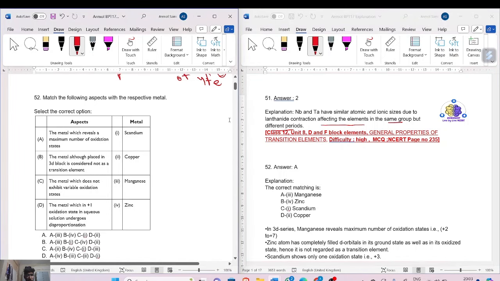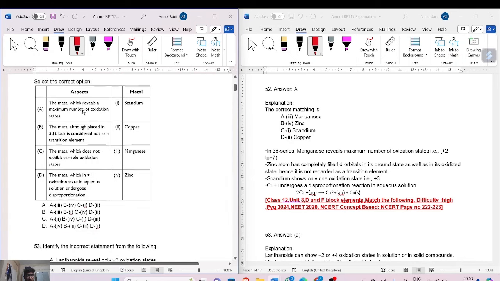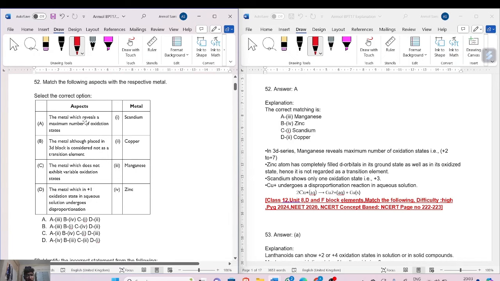So let's come to question number 52. Here we have to match the items with the given metals. The first condition is the metal which shows a maximum number of oxidation states. Here we are given 3d transition series elements: scandium, copper, manganese, and zinc.